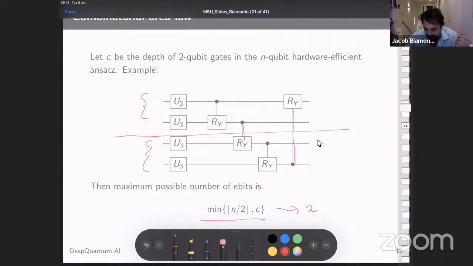What if I had another gate across here? For example, a gate here? Well, then I'd cut 3 wires, C would become 3, but still the minimum is 2 and 2, so it's still 2. So in principle, you don't need another gate here. The minimal depth circuit that might maximize the number of E-bits is what is called a balanced circuit, in the sense that the depth across any cut is going to be at least as many as half the number of qubits. Does that make sense?